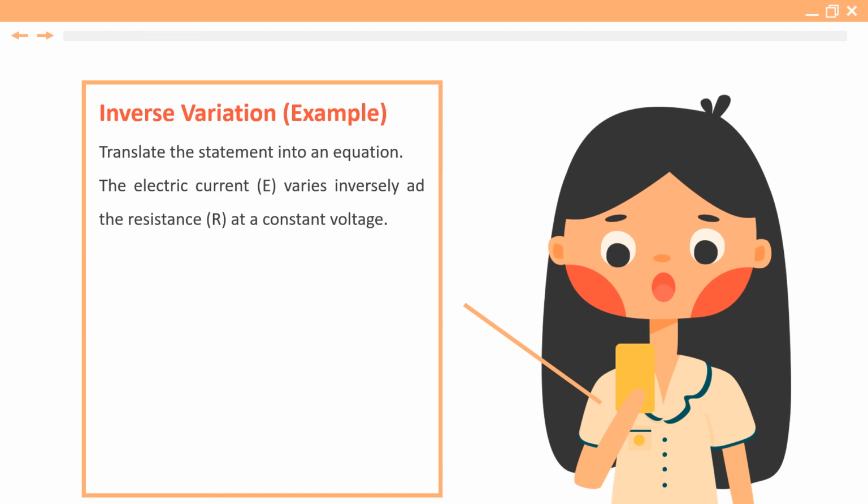So let's translate. The electric current varies inversely with the resistance at a constant voltage. So varies inversely, keyword inverse. So E would be equal to K over R. Because E, its inverse is R. So E, R. Don't forget the K. K is a constant, so it's always there.